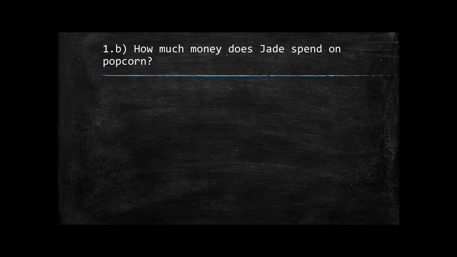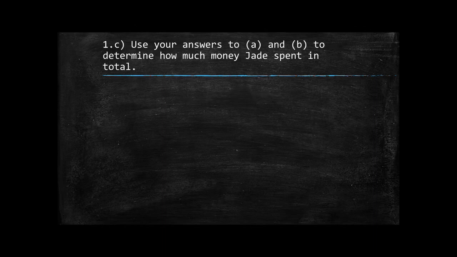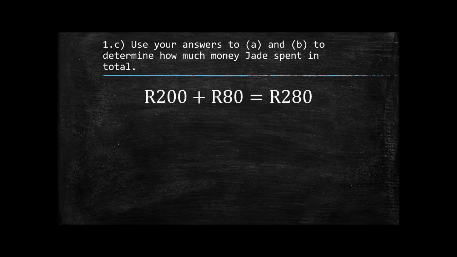1b. How much money does Jade spend on popcorn? Again, there are 4 people. Each box of popcorn costs R20, so we're going to say 4 times 20 to give us a total of R80. 1c. Use your answers to A and B to determine how much money Jade spent in total. Right, we had 200 plus 80, which gives us a total of R280.